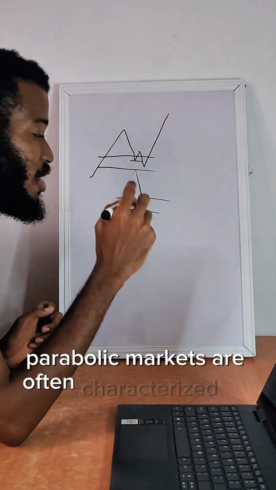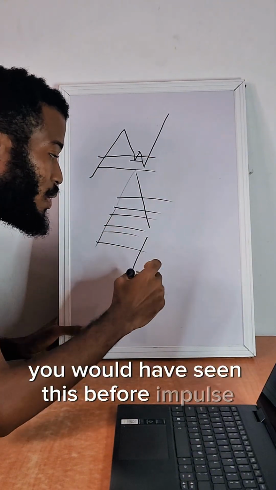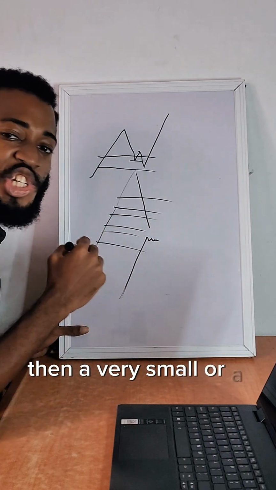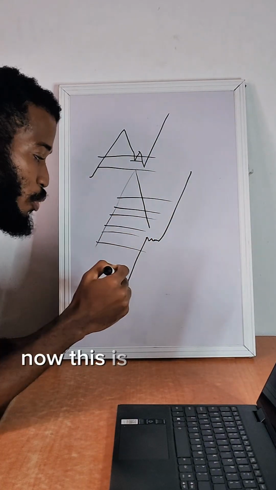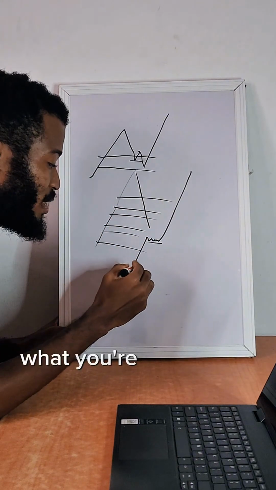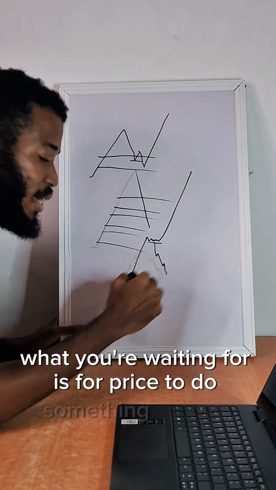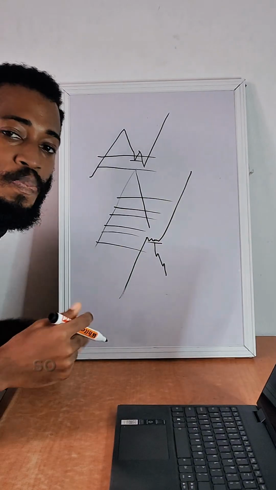Parabolic markets are often characterized by this type of price action. You would have seen this before. Impulse, then a very small or shallow consolidation, and then another impulse. Now, this is the problem, because when it impulses like this and you see this pause, what you're waiting for is for price to do something like this, but it does not do this and you don't have an opportunity to enter the trade. So, how do you trade?